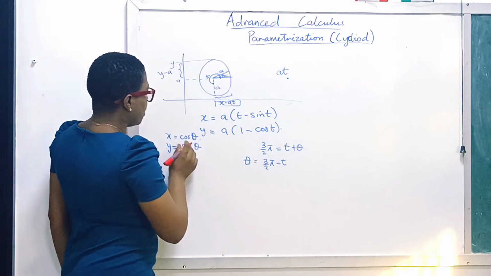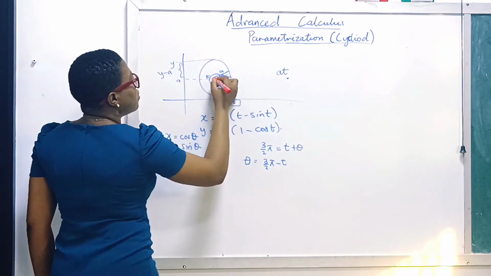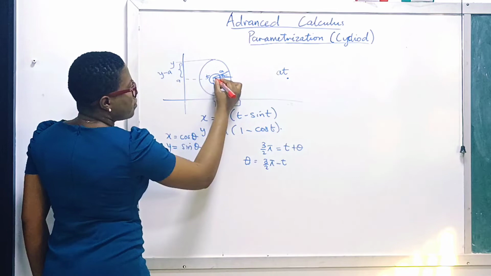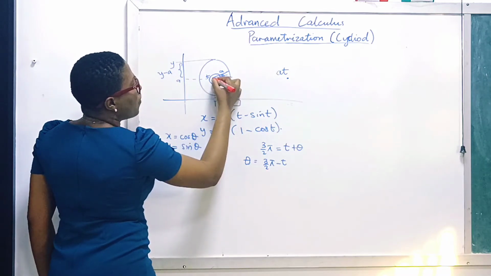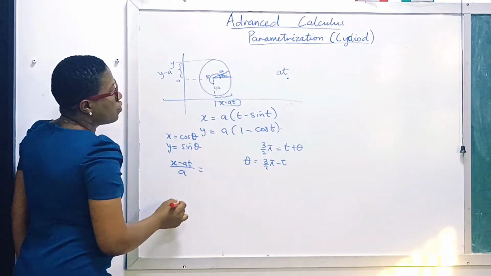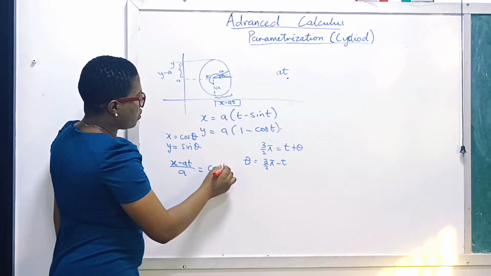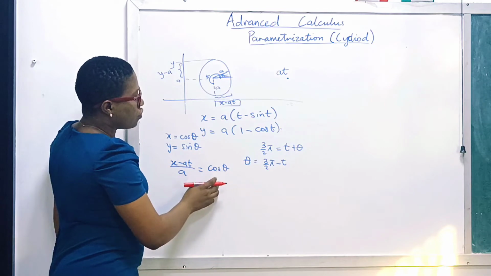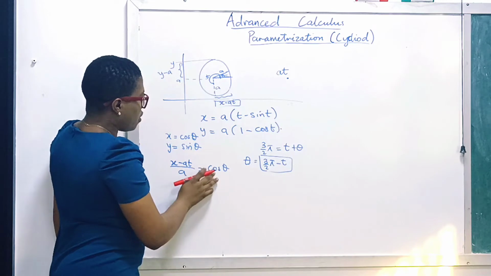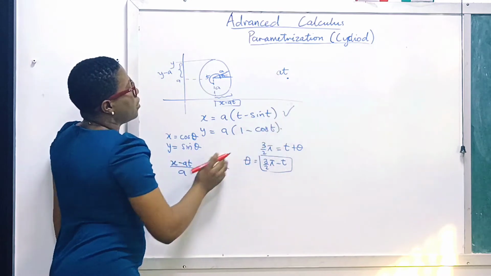You plug your values in here, and you use your Pythagoras theorem to have that this, x minus A t over the hypotenuse, that's over A, is equal to adjacent over hypotenuse, which is cos theta. So you substitute theta equal to this into this, and you make x the subject of the formula. You should get that.